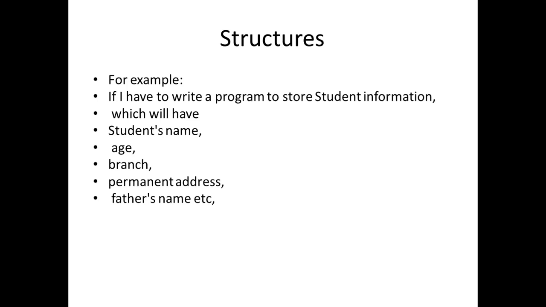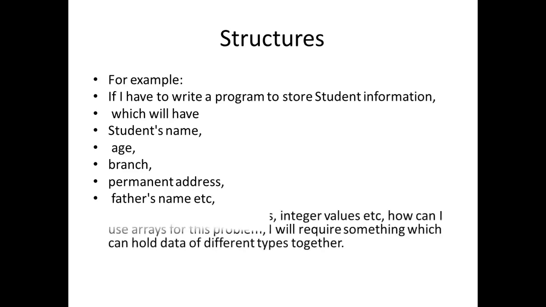That means we have to store different types of values under a particular student record. Here name is a character data type, that is an array. Age is a number, suppose 20 or 30, a numerical value. Branch, like CSE or IT, is a string, a character array. It includes string values, integer values, etc.